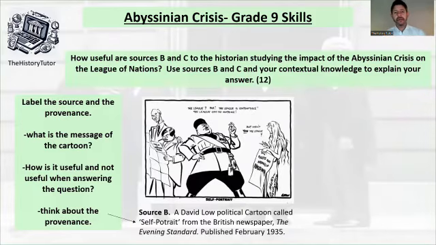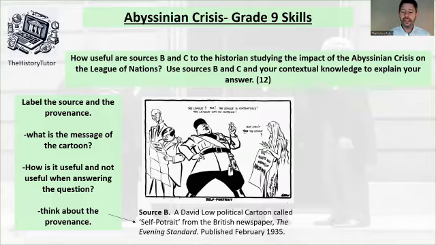So let's start having a think about the first source. We're going to work through source B in detail in this little session now. And then I'll leave source C for you to think about yourself. Okay, so here is our source. So what is the message of the cartoon? How is it useful and not useful to answer the question? And then think about the provenance at the bottom. If you like, have a pause. Imagine you're on an exam paper. Think about what you label and what message you draw from this source.